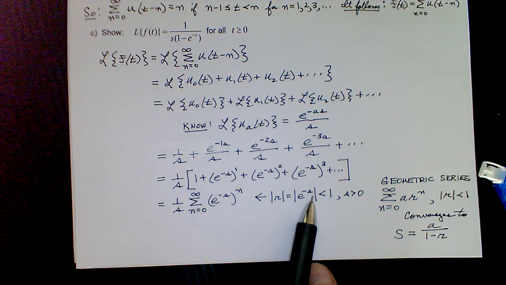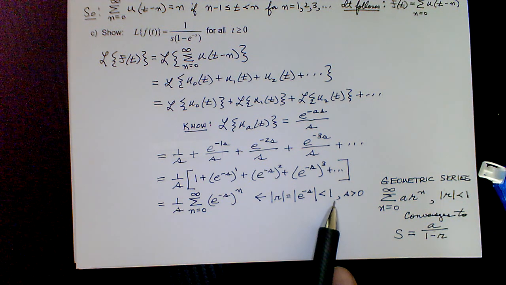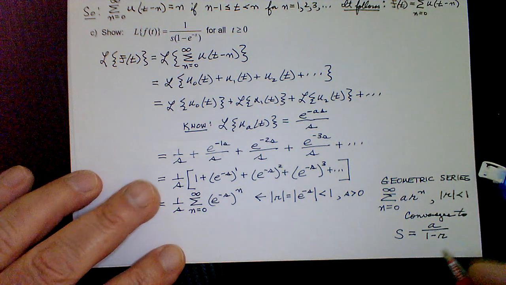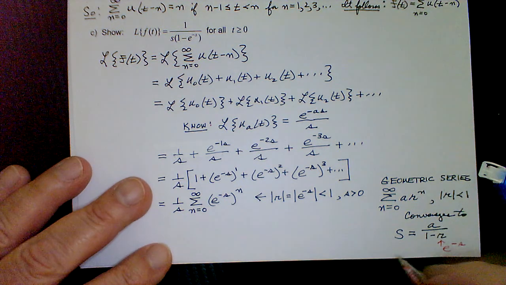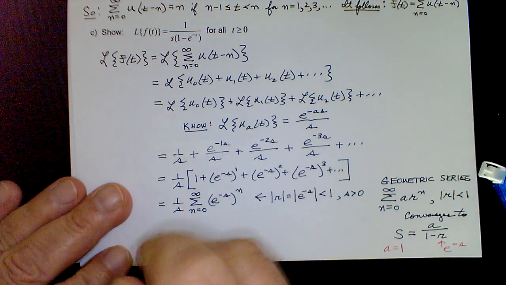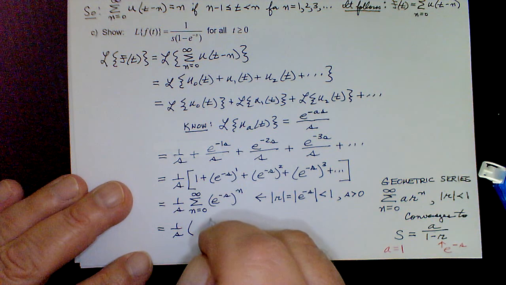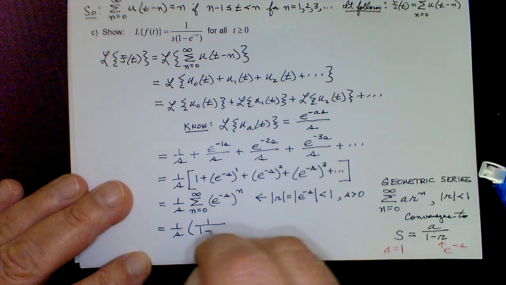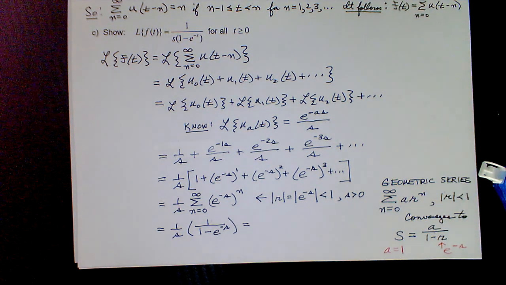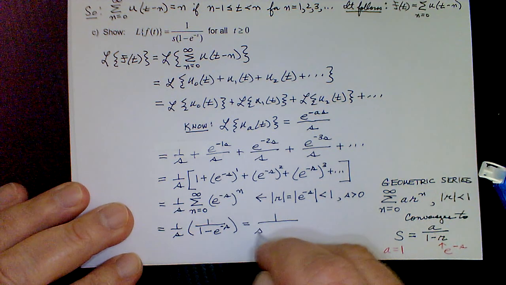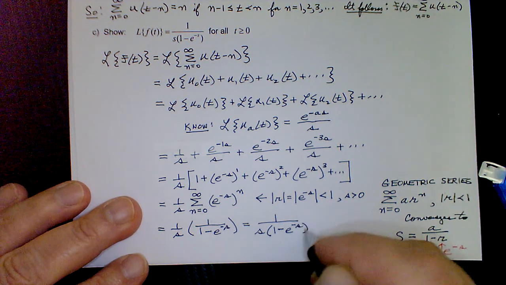So any value of s that you put in there, e to the negative s is always going to be less than 1. So therefore, in our sum, this r is e to the negative s. And the a is just simply equal to 1. So this would be 1 over s, and then times a over 1 minus r is this sum. So 1 over 1 minus e to the negative s. Or 1 over s times the quantity 1 minus e to the negative s.